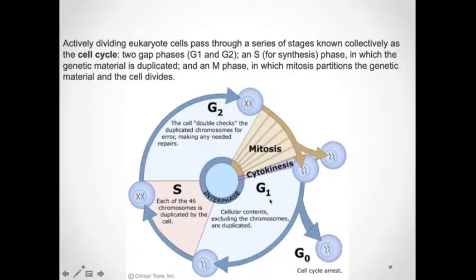So here you can see, let's say from G1, cellular content excluding the chromosomes is duplicated. Then the S phase comes. Each of the chromosomes is duplicated by the cell, so from 1 to 2 in S phase. Then in G2, the cell double checks the duplicated materials for errors, making any needed repairs. So it double checks everything is fine. Then mitosis happens. They divide into two parts. And then cytokinesis. They are divided into two different cells. Then they could go to cell cycle arrest in the G naught phase, where there's indefinite no division. So that's how the cycle goes.